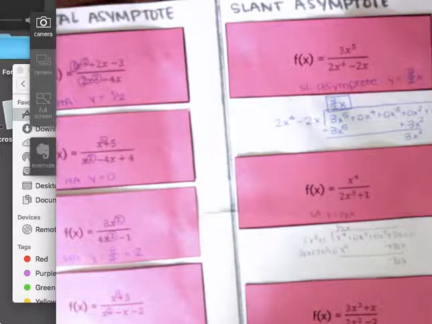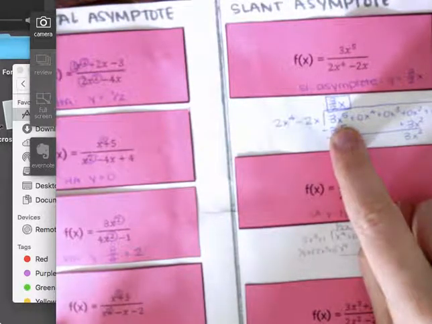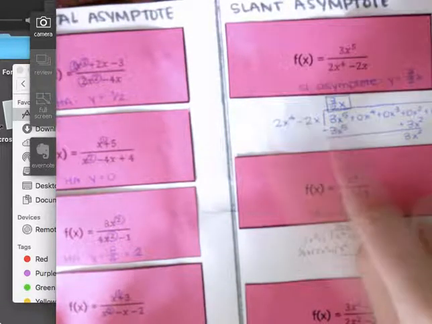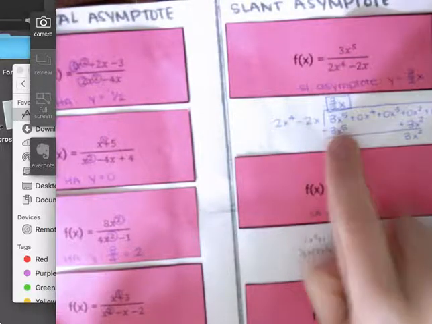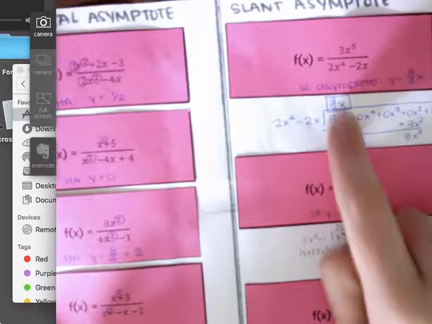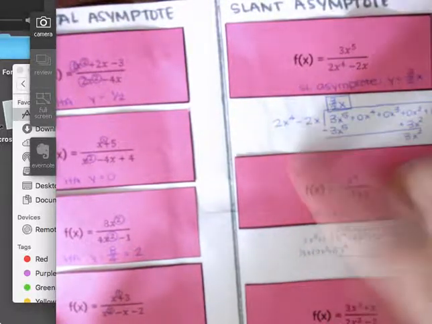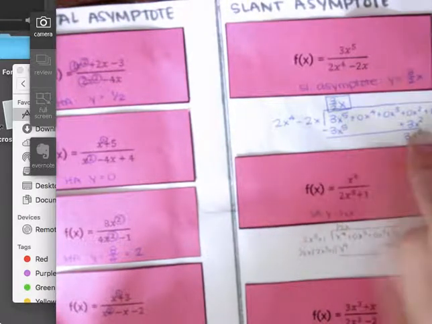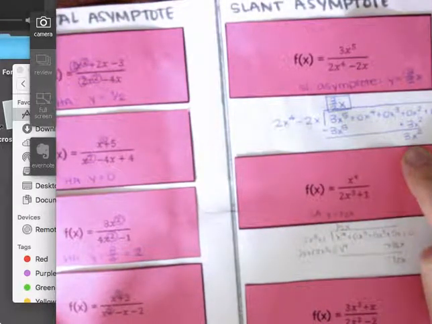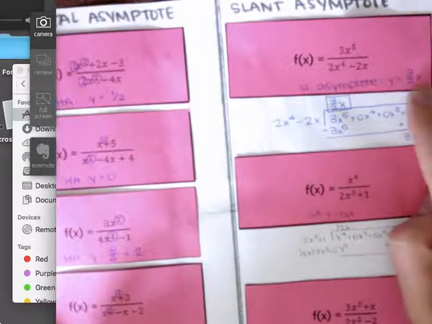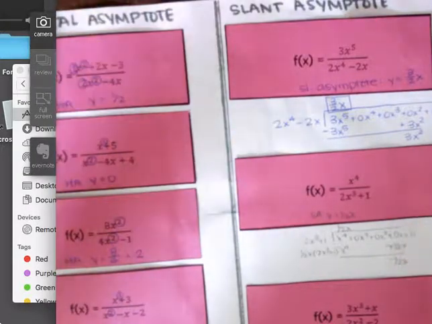Okay, so in this case, since we divided 3x to the 5th, you have to do long division. I'm really sorry. But you think to yourself again, 2 times something gives you 3x to the 5th. So in this case, that's 3/2 x. So you multiply by 3/2 x, and you subtract it. So your slant asymptote is y is equal to 3/2 x.